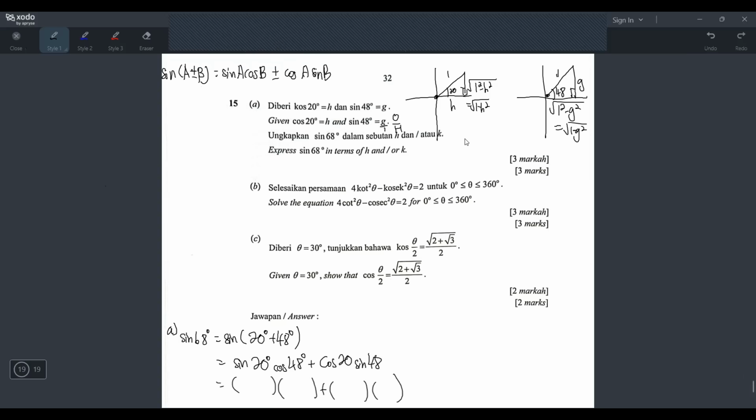When you find sine 20, you will refer to this diagram, because this diagram is 20 degree. So how to find sine 20?